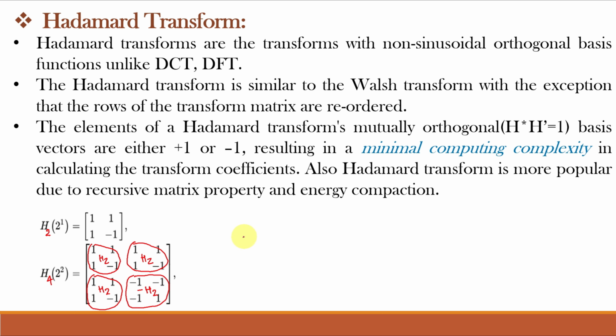Okay. Similarly, the 8 cross 8 Hadamard matrix H8 is given by H4, this H4, right? Again H4, H4, and -H4, that is minus of this matrix. So we can see that this matrix is recursive, and so it is computationally very fast.